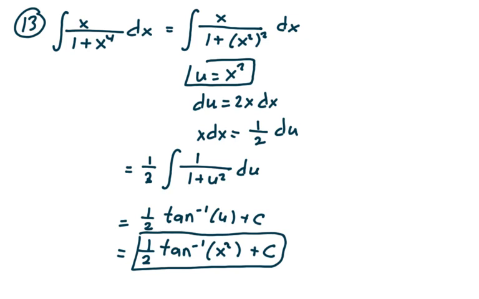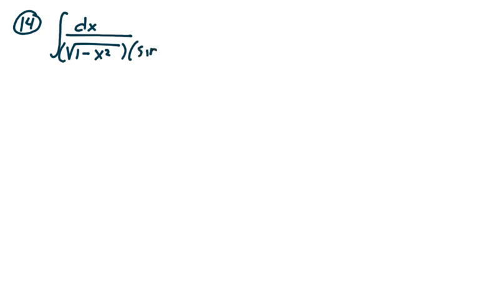Let's take a look at problem number 14. Now, on problem number 14, we have the following. Suppose we had dx over the square root of 1 minus x squared times arc sine x. I'm going to write this in a very specific way.